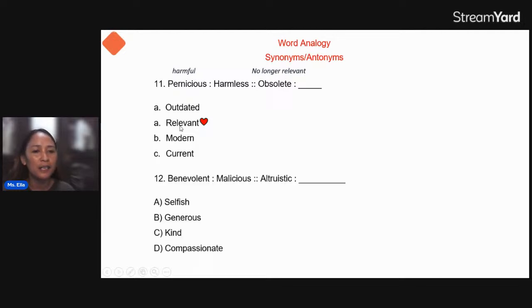Okay, number 12. So number 12, benevolent is to malicious and altruistic is to blank. Again, number 12, benevolent is to malicious, altruistic is to blank. Is it A, selfish? Is it B, generous? C, kind? Or is it D, compassionate? So we have here benevolent to malicious, altruistic to blank.